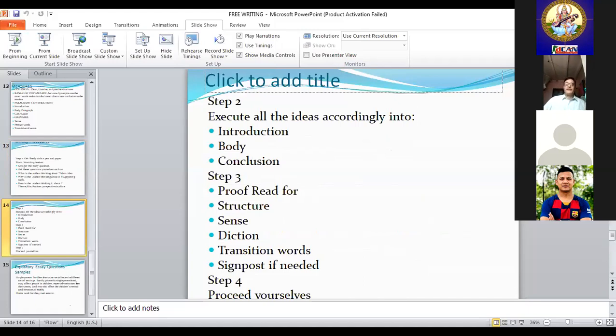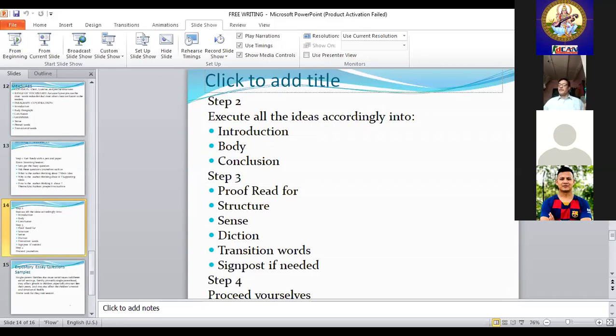Once you brainstorm, then in step number 2 you will execute all the ideas accordingly. Once you generate ideas, make a rough sheet, with at least 5 minutes spent on this. The major purpose of this slide is to execute all the ideas into introduction, body, and conclusion. I've already given you the structure for the introduction and the body paragraph, and what is to be written as a conclusion is given very clearly in my structure.